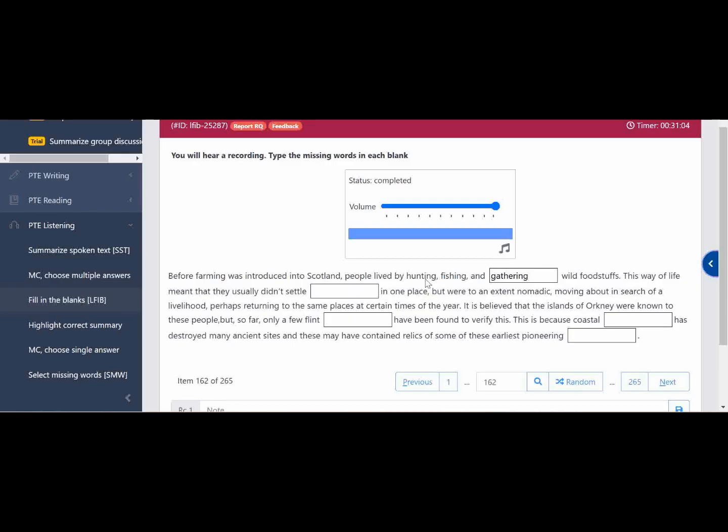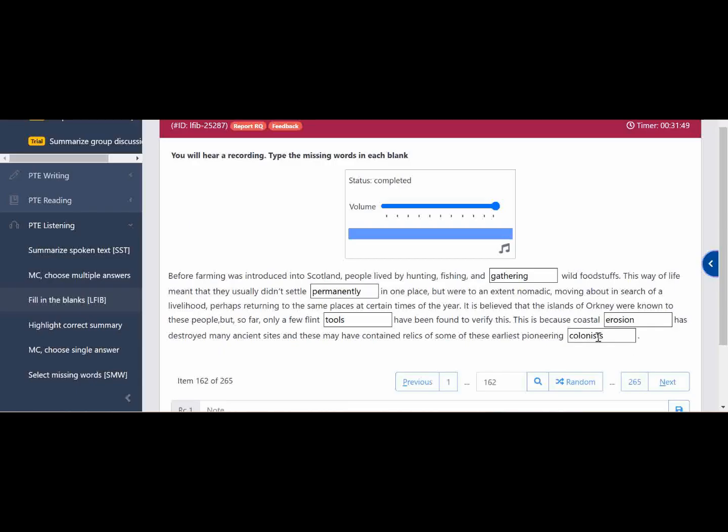So the first one is fishing and gathering. Here it is hunting, fishing, so it means the gap needs the ing form: gathering. Next one is permanently, so check your spelling of permanently. Next one is flint tools. Coastal erosion. And the last one is colonists.